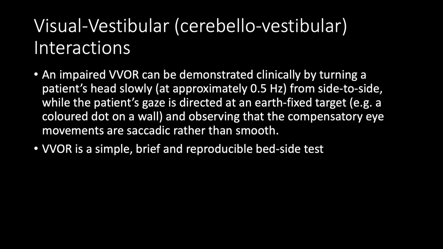An impaired VVOR is very easily demonstrated by turning the patient's head slowly from side to side while the patient fixates on an earth-fixed target such as a dot on the wall or the clinician's nose. And what you're looking for are compensatory eye movements which are saccadic rather than smooth. The VVOR then really is a very simple bedside test, and one that most of you are doing perhaps without realizing it prior to doing the head impulse test when you check that the patient's adequately relaxed.